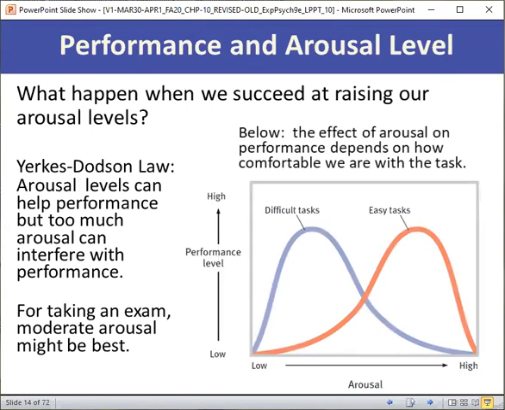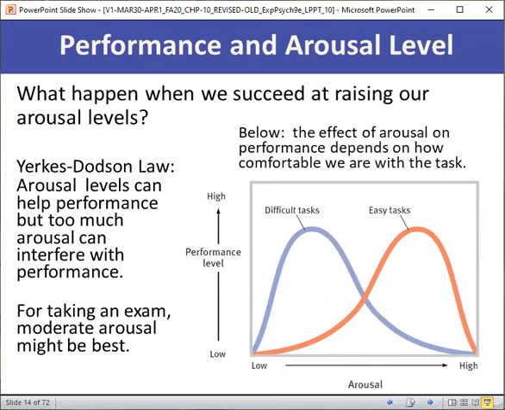So let's look at this real quickly here. Below, we have the effect of arousal on performance, which depends on how comfortable we are with the task. So we see arousal at the bottom and performance level on the left here. And we see this blue curve, and that blue curve represents when you have a difficult task to do. This suggests that if you have a difficult task to do, you don't want too much arousal going on. You want to be able to focus on the task. You turn the television off, you turn the radio off, you turn the MP3 player off, you focus on what you need to do because it's a very difficult task for you. And so your arousal level needs to be low in order for you to perform best.